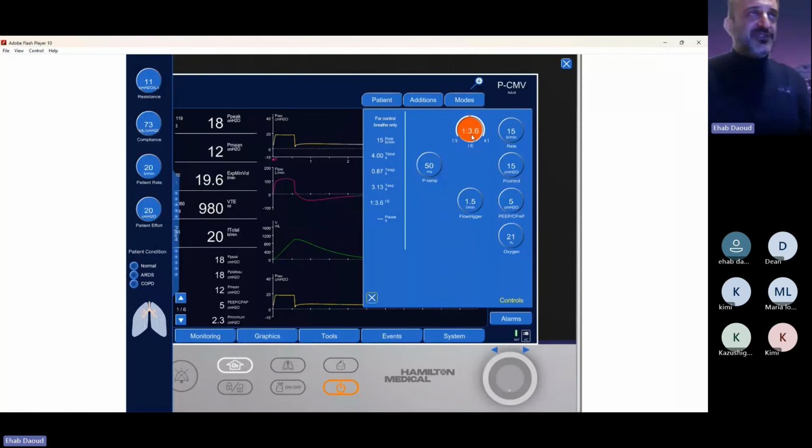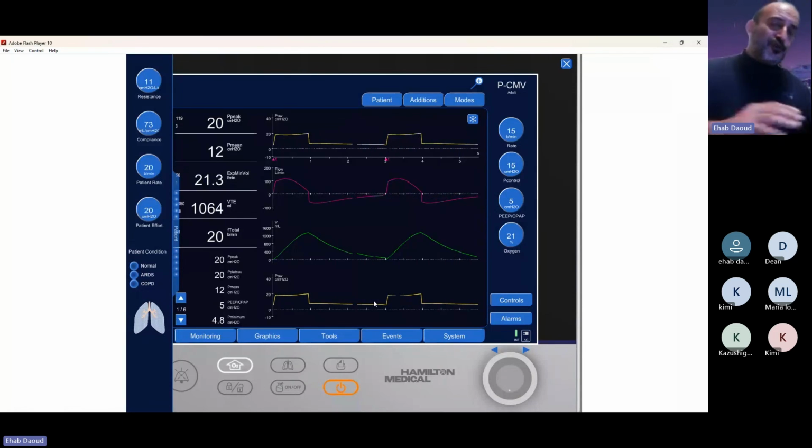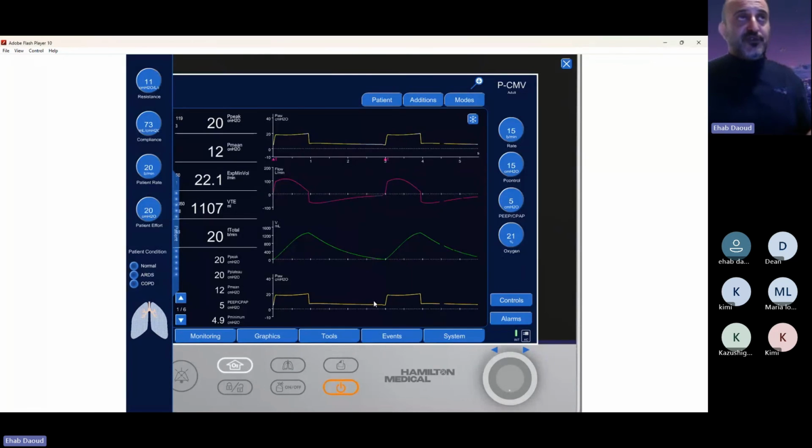I know it's really tough to do that without an esophageal balloon or EDI. Also, the problem is you might spend some time and think you got it perfect, and of course, 5 minutes later, the patient is different. Now he's sleeping. Now he's in distress.